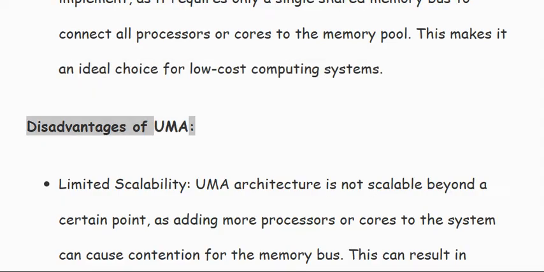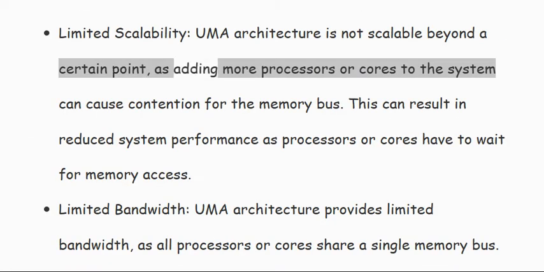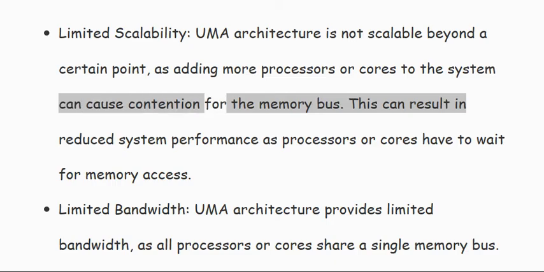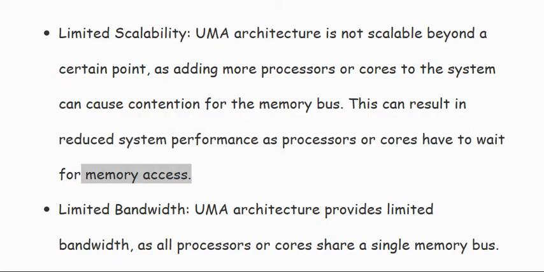Disadvantages of UMA. Limited scalability. UMA architecture is not scalable beyond a certain point, as adding more processors or cores to the system can cause contention for the memory bus. This can result in reduced system performance as processors or cores have to wait for memory access.